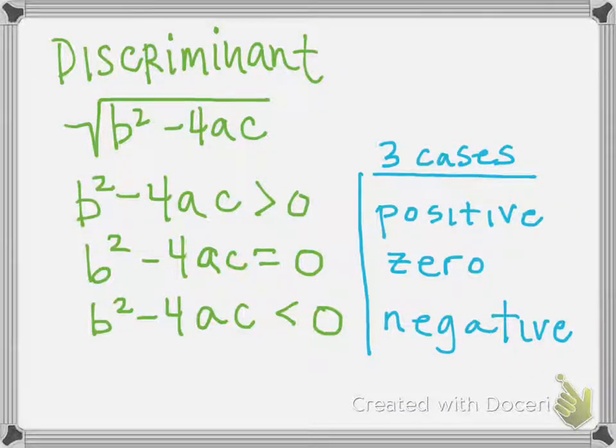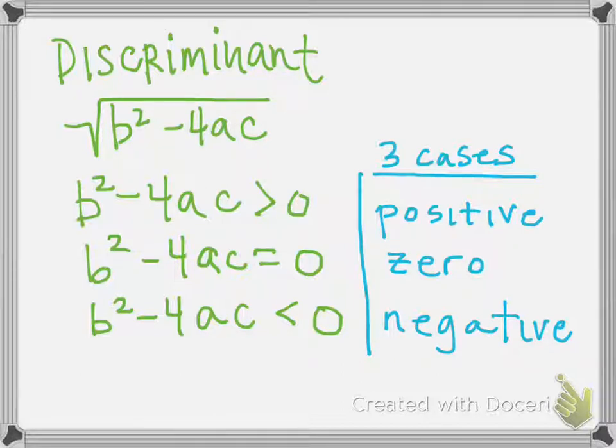This is called the discriminant. The discriminant comes from a part of the quadratic formula. It's the part underneath the square root: b squared minus 4ac. The discriminant tells you something special. It tells you what the solutions to the problem will look like.